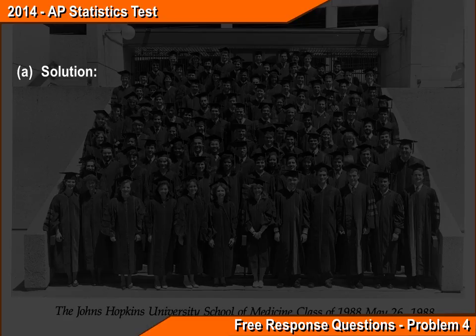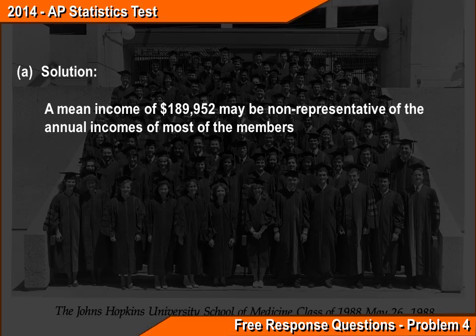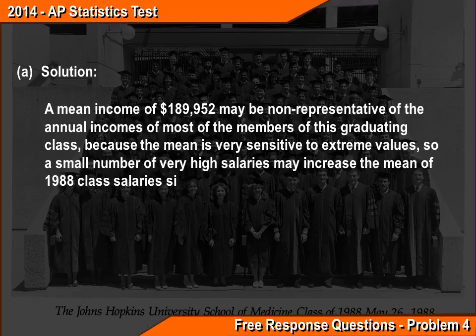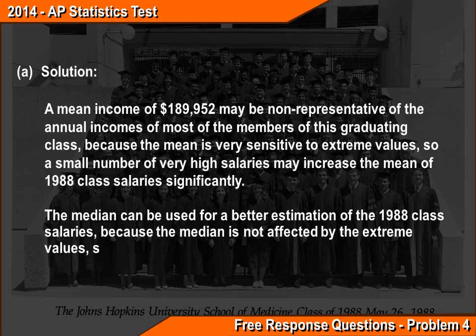To answer this question, we have to be aware that a mean income of $189,952 may be non-representative of the annual incomes of most of the members of this graduating class, because the mean is very sensitive to extreme values, so a small number of very high salaries may increase the mean of the 1988 class salaries significantly. Then, the median can be used for a better estimation of the 1988 class salaries, because the median is not affected by the extreme values, so a few very high salaries will not affect the median value.